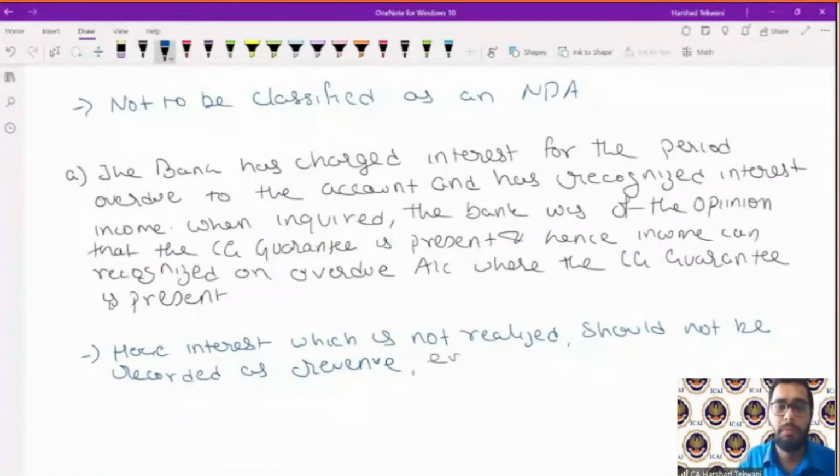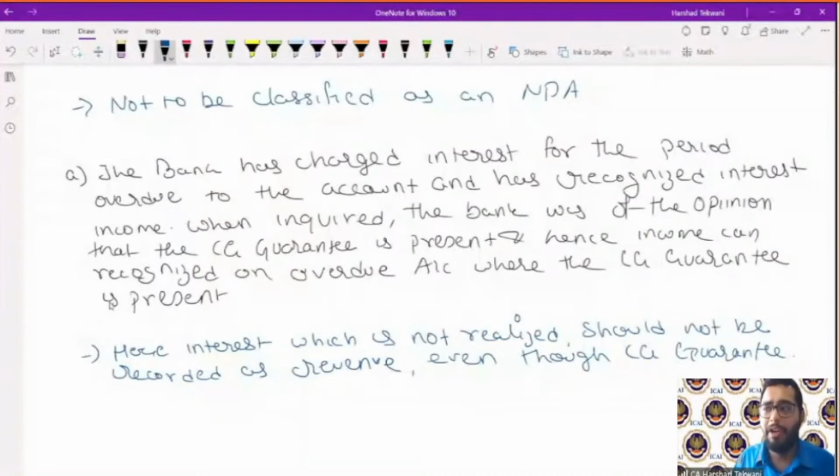even though the central government guarantee is there. Simple. Even though the central government guarantee is present, that should not be recognized as revenue. Reason, because the revenue recognition standards are different compared to the NPA classification standards, and the RBI revenue recognition guidelines go like, for an account where there is an overdue and the amount has not been realized, then it should not be recognized as revenue. So the bank is incorrect in the current case.